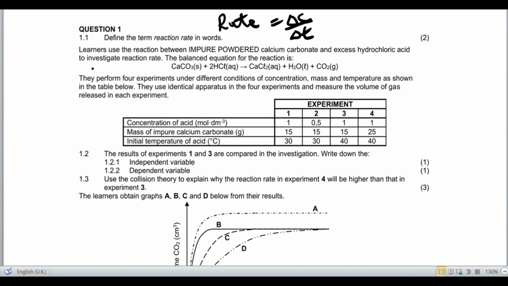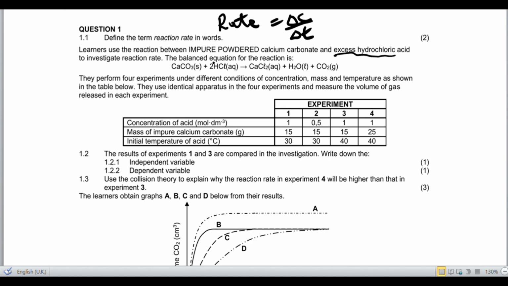Now, the equation below is going to focus on the factors that affect the rate of reaction, okay? So this is something we must remember, how the factors work, right? Let's listen to the story: learners use the reaction between impure powdered calcium carbonate and excess hydrochloric acid, okay? And to investigate reaction rate.